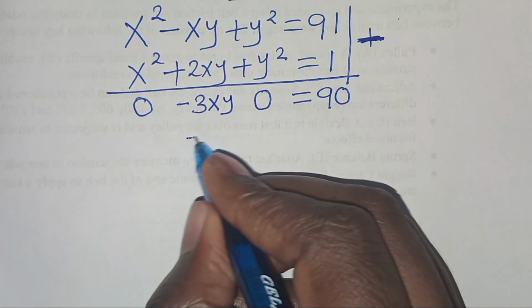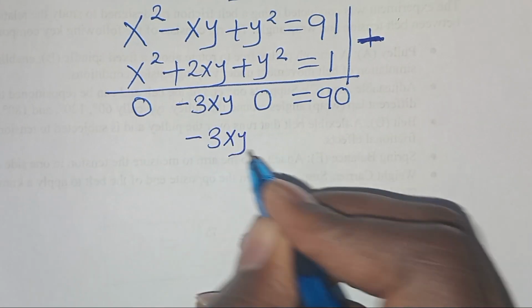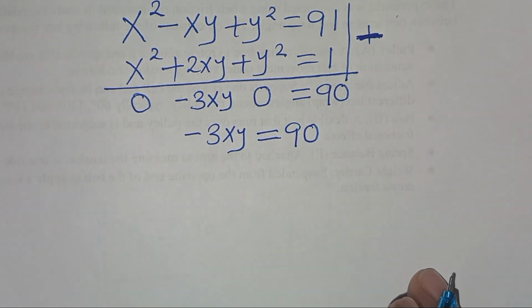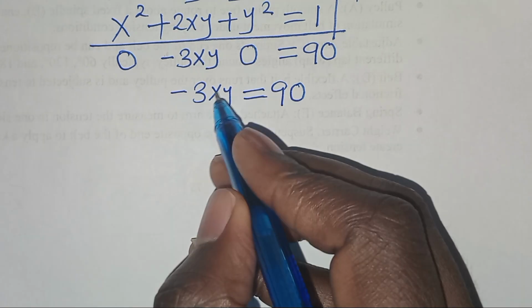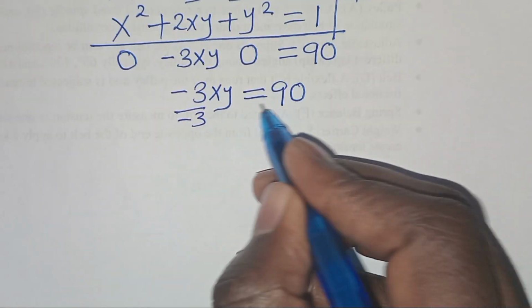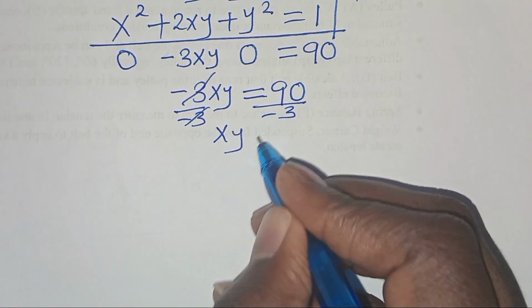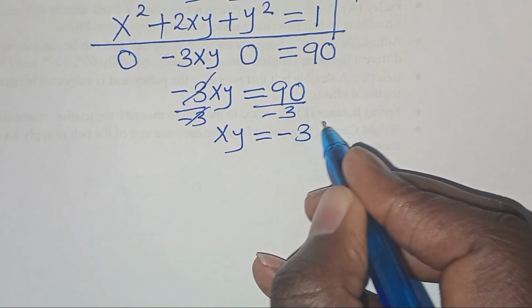So we have minus 3xy. This is equal to 90. So let's divide here by negative 3 by negative 3. So this implies that xy is equal to minus 30.